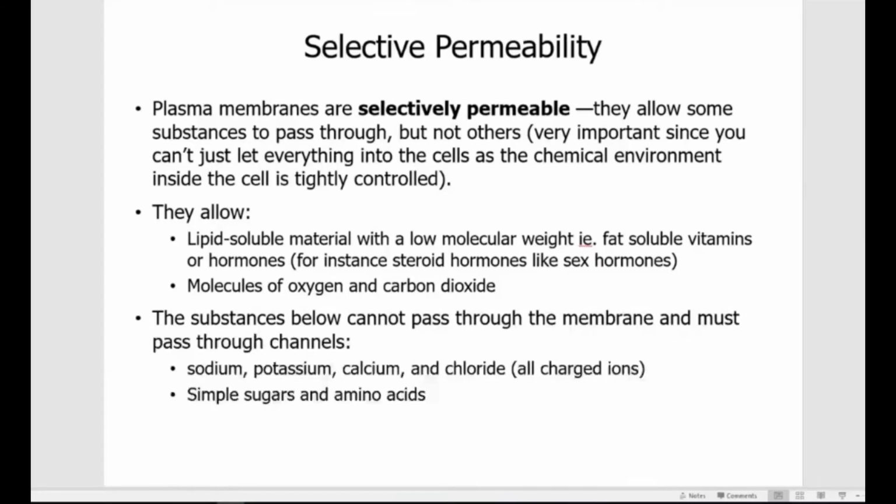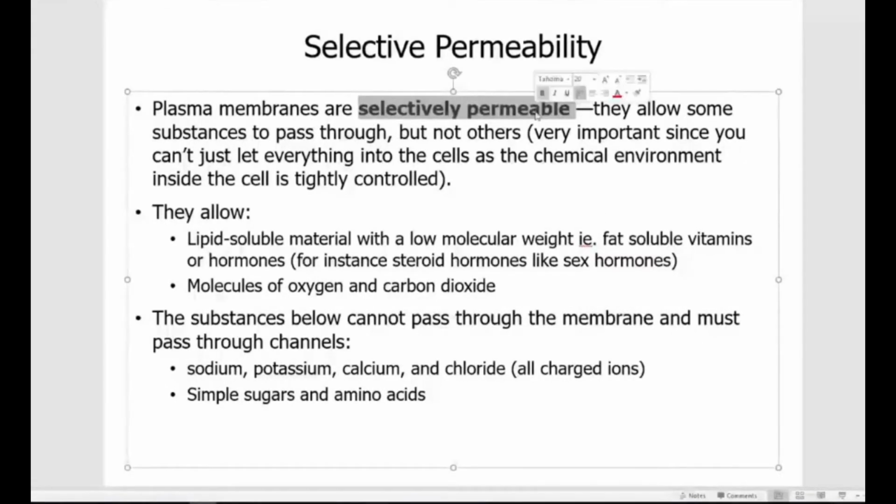The second part of this module is going to focus on one of the functions, which is the regulation of substances in and out of the cell. So the plasma membranes are selectively permeable. Okay? What does this mean? They allow certain things to pass through, but not others. Okay? So think about that.